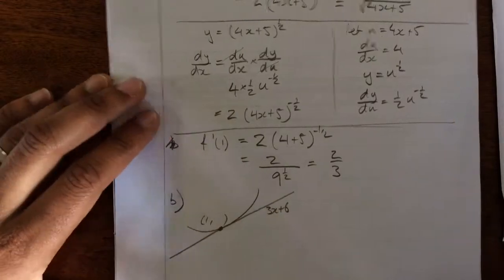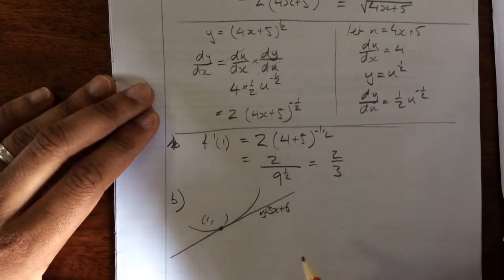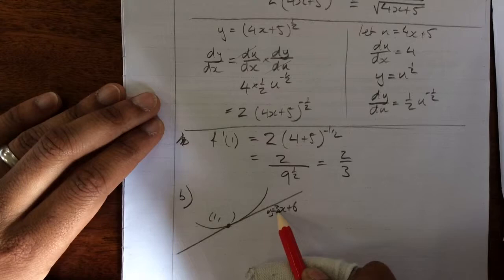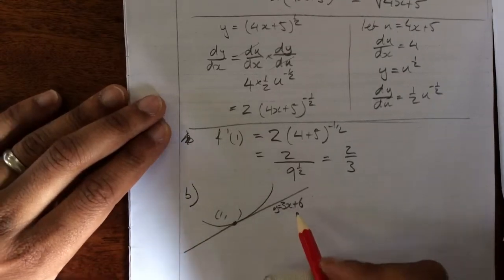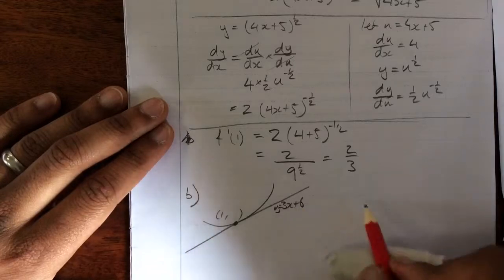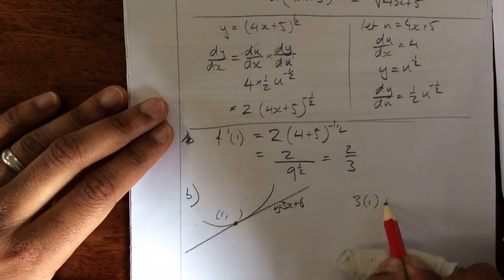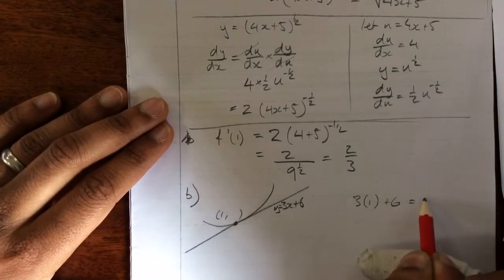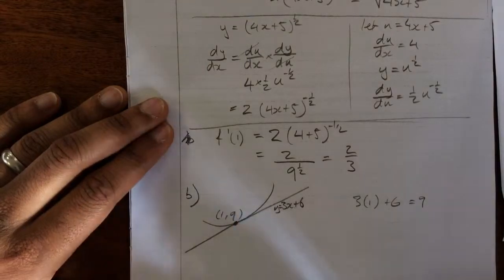y equals 3x plus 6. Now, at this point x is 1, so it's valid for this. So what we can say is that 3 times 1 plus 6 equals 3 plus 6, which is 9. So the y-coordinate here is 9.